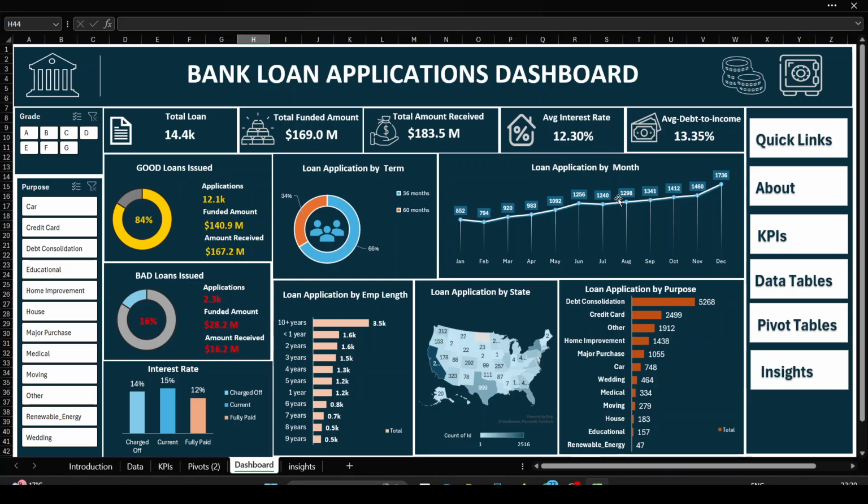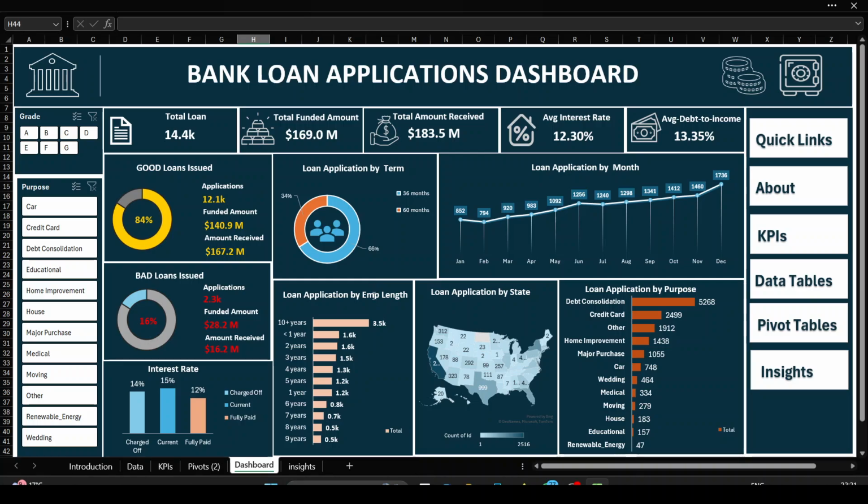Now, loan application by month. In the start of the year, the loan applications were comparatively very low, but it grows with the year. Till the last of the year, almost 1736 applications were passed in the month of December.